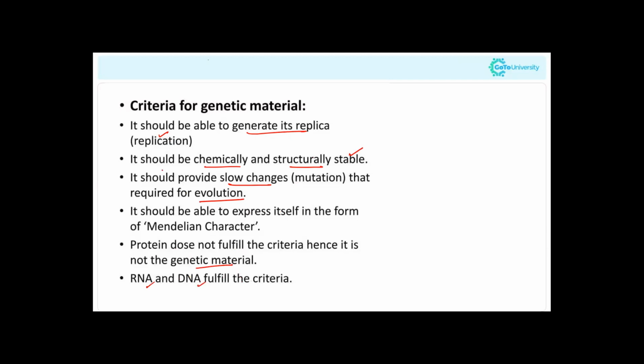So what are the criteria? It should be able to undergo replication. It should be chemically and structurally stable. It should provide slow changes like mutation, and also it should be able to express itself.